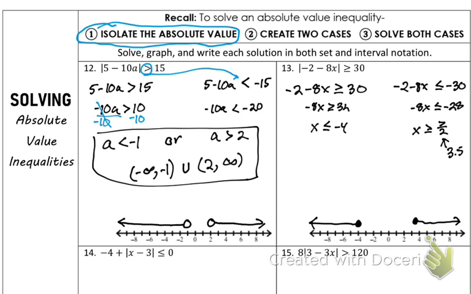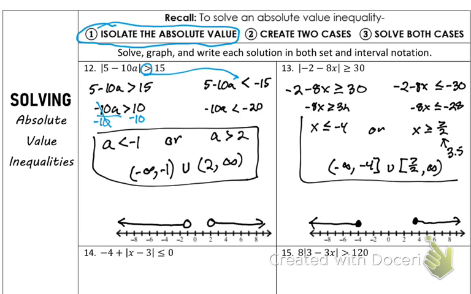Now we're going in opposite directions once again. So we do know that this is an "or" statement, that x needs to be less than or equal to -4, or it has to be bigger than or equal to 3.5. Which means our interval notation is going to look like this. I have negative infinity until it gets to -4 with a bracket, because we do have the equal sign. We're going to union that with that 7/2, and that goes to infinity. Those are both my interval notation and my set notation all at once.